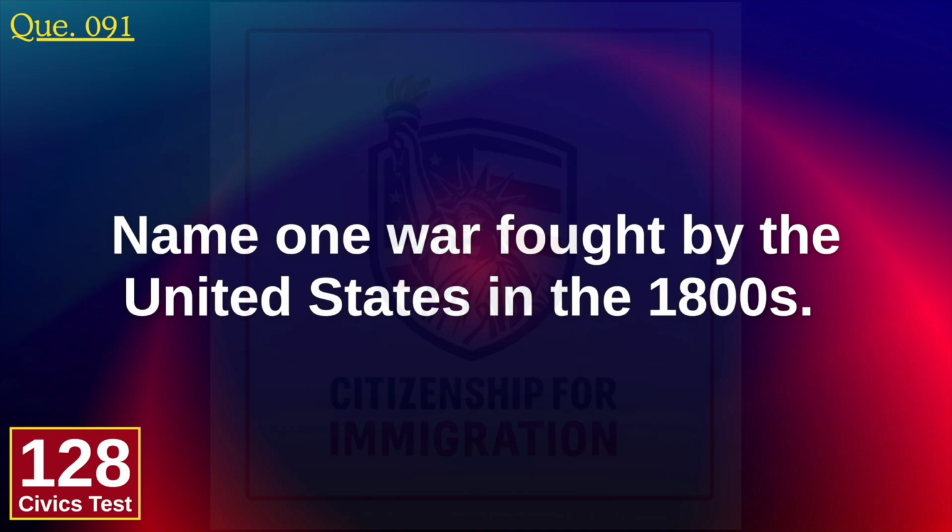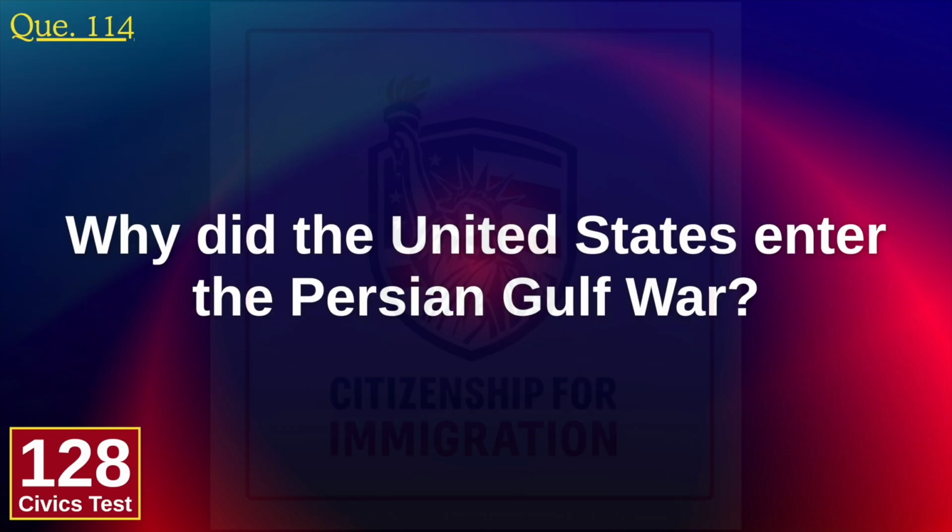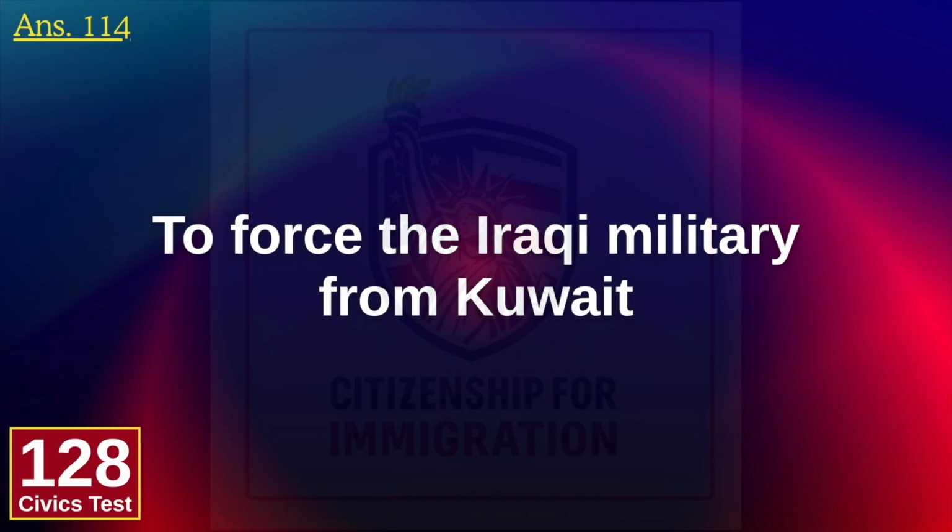Name one war fought by the United States in the 1800s. Civil War. Why did the United States enter the Persian Gulf War? To force the Iraqi military from Kuwait.